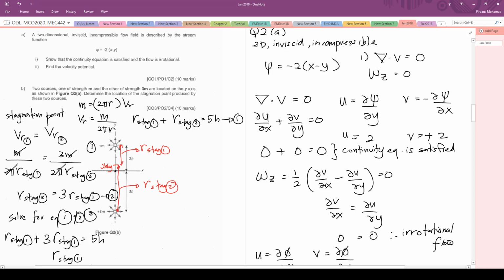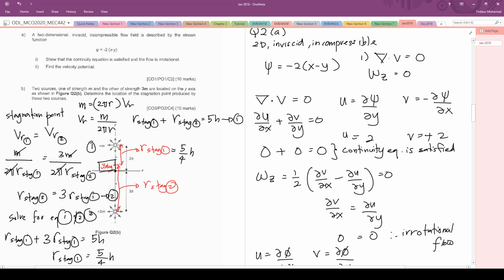Basically we can obtain that R stagnation 1 is equal to 5 over 4 H. Okay, so this is the distance for R stagnation 1. So R stagnation 1 now equals 5/4 H. Now our objective is to find this Y stagnation.